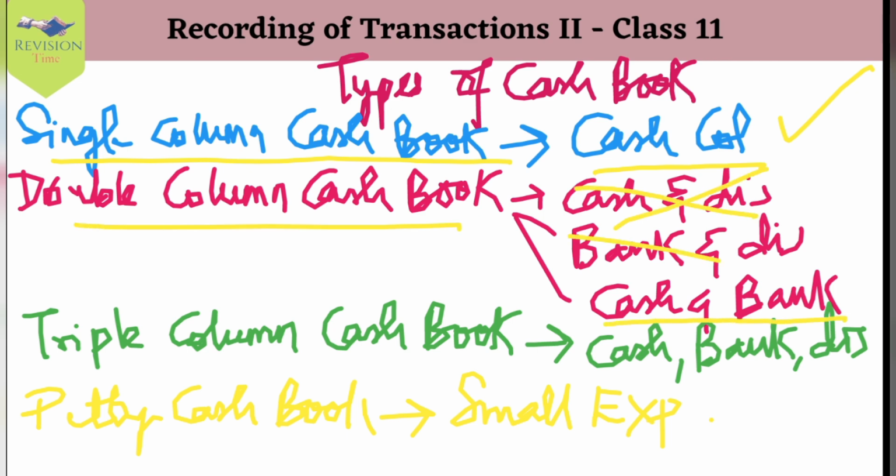Cash and discount and cash and bank and discount is not under our syllabus, and triple column cash book is also not covered under our syllabus. So we will be looking into single column cash book, that is with cash column, and double column cash account with cash and bank account, and petty cash book with small expenses.